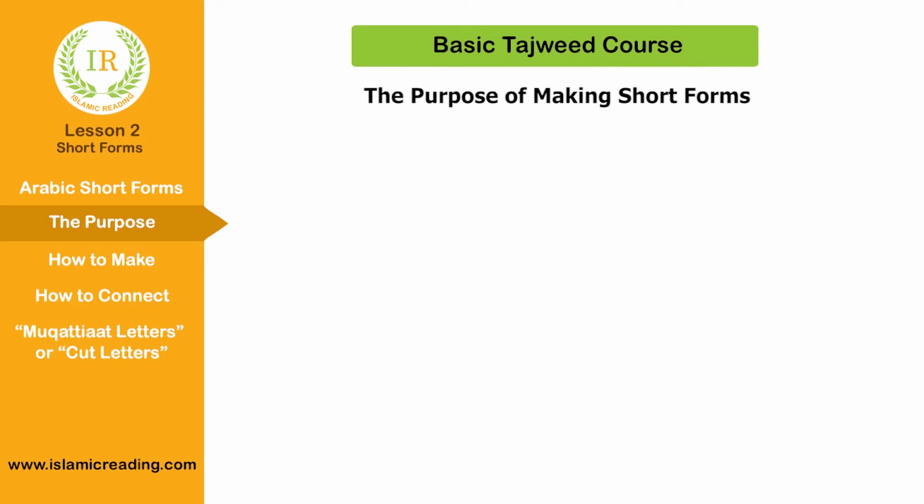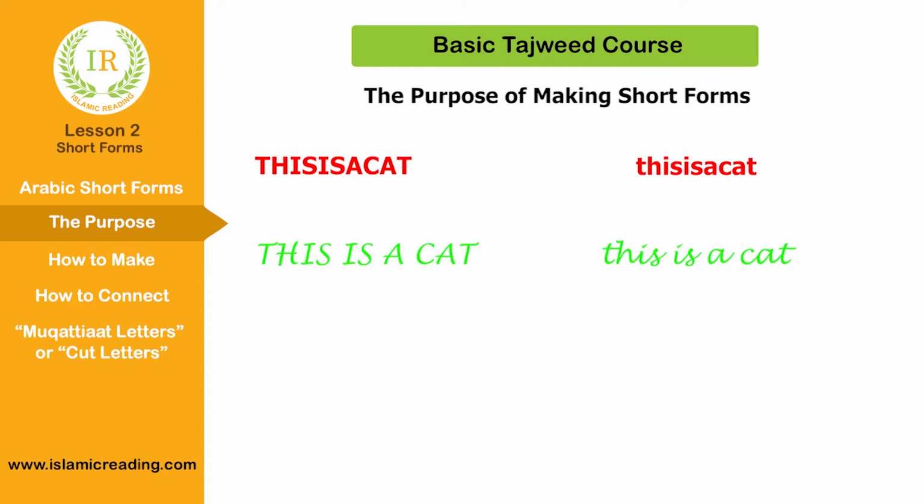Now, what is the purpose of making the short forms? Look at these examples. These are a few capital and small letters sitting together. If we take out the grammar rule, what's written is, this is a cat. But grammatically, it's not a word, it's not a sentence, and it does not have any meaning in English. But if we write the same letters with a bit of spacing, they make a meaningful sentence, and every word has its meaning in the sentence.